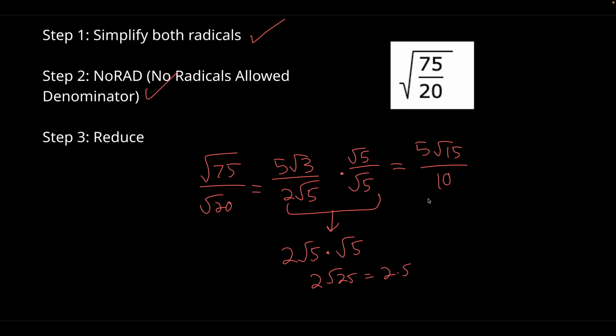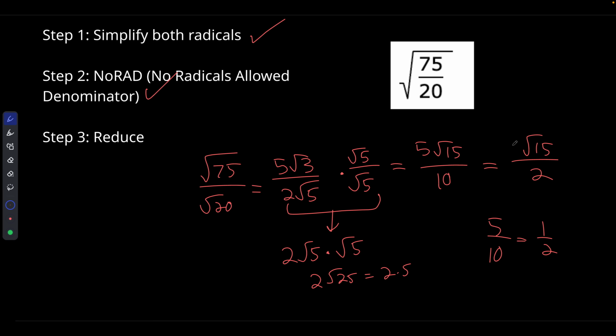Step three, check to see if you can reduce. Reducing means check the outside numbers. So this 5 and this 10, think of that as a fraction. So 5 over 10, again, we should know how to reduce, gives us 1/2. So our final answer is 1 square root of 15 over 2. And normally we wouldn't write the 1. You can, but if you want it to look the way a math textbook is going to look, we would get rid of the 1 and just say square root of 15 over 2 is our final answer. And step 3 is done.